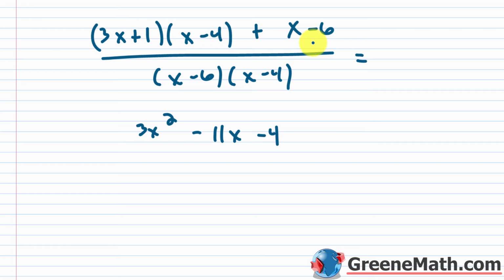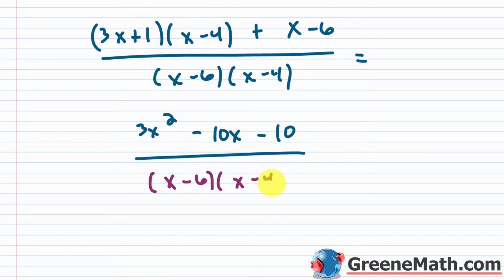So then you have plus x and minus 6. So basically x plus negative 11x would be negative 10x. And then negative 4 plus negative 6 would be negative 10. So 3x squared minus 10x minus 10. You're not going to be able to factor that. Again, you can pause the video and try it if you want. But this guy is prime. So this is over x minus 6, this quantity, times the quantity x minus 4. Again, nothing else I can do, so this is my answer.